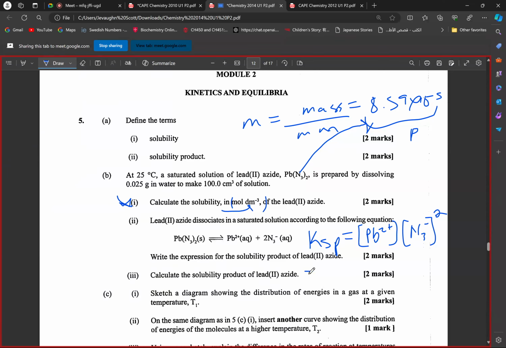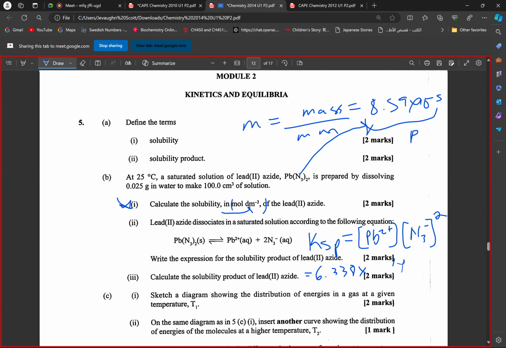Sir, 6.338 times 10 to the 13. Okay, go over how it's cubed, right? How do we calculate the solubility? No, calculate the solubility. Oh, okay, okay. Because I get lost somewhere.